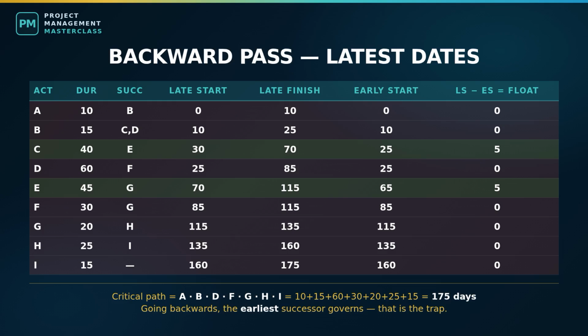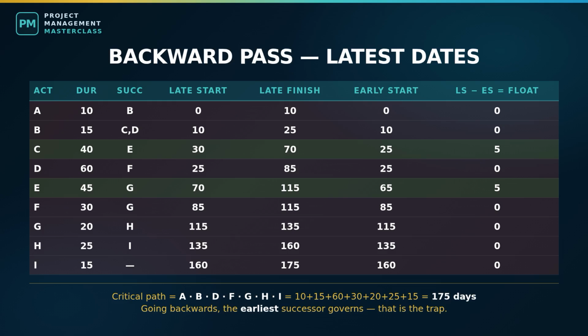Activity F, aerial, followed by G, which must start by 115. So F's latest finish is 115, 30 days back. Latest start, day 85. Activity E, boring, also followed by G, so E's latest finish is also 115, 45 days back. Latest start, day 70. Stop there and compare. E's earliest start was day 65. Its latest start is day 70. That gap is real. Boring can begin as late as day 70, and this project still lands on time.